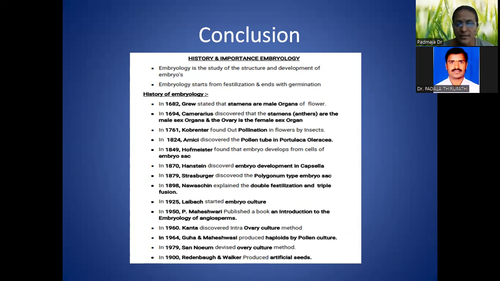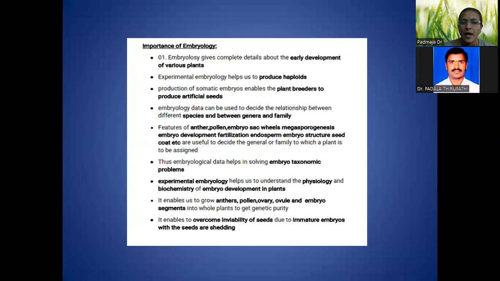And the main one is that Guha and Maheshwari produced haploids by pollen culture. That means pollen grain culture is helpful for the production of haploid plants. This is an important point we have to remember. Embryology gives complete details about the early development of various plants. We can also know the previous structures of these various plants. So experimental embryology helps us to produce haploids. This is the important point we have to remember.